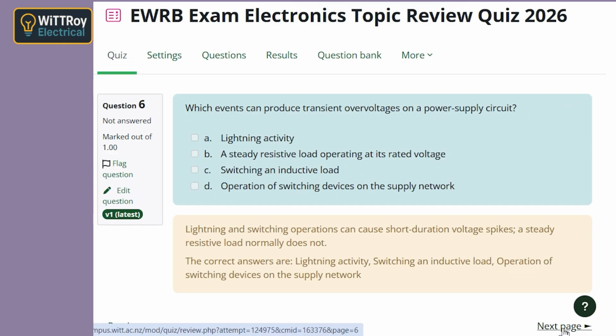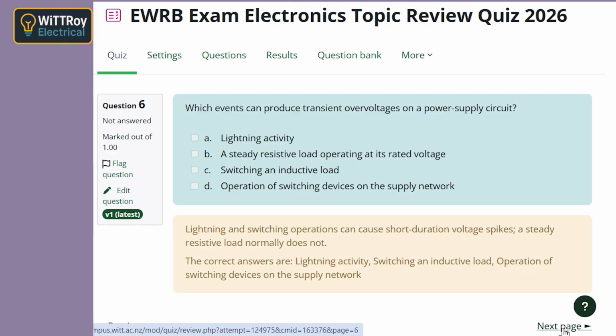Question 6. Which events can produce transient overvoltages on a power supply circuit? I selected the steady resistive load. I wasn't clear about what the word transient meant, so I went for the only load condition I recognized. I understand your thinking, but that answer reverses the actual operation. We'll build it up one step at a time.